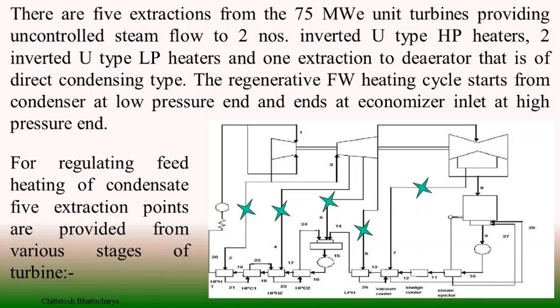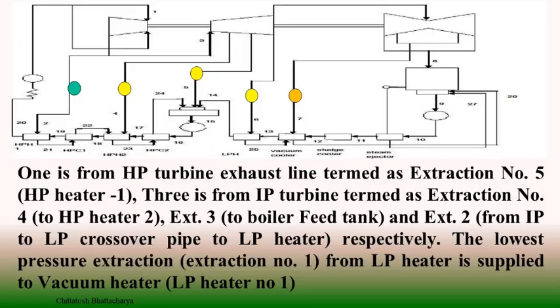The regenerative feed water heating cycle starts from the condenser at low pressure and ends at the economizer inlet at high pressure. So for regulating the feed heating of condensate, 5 extraction points are provided from various stages, which are shown by asterisk marks. One extraction is taken from the HP turbine exhaust, termed extraction number 5, which is going to HP heater 1, shown by the green button.